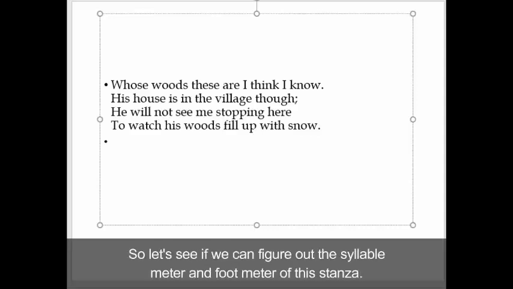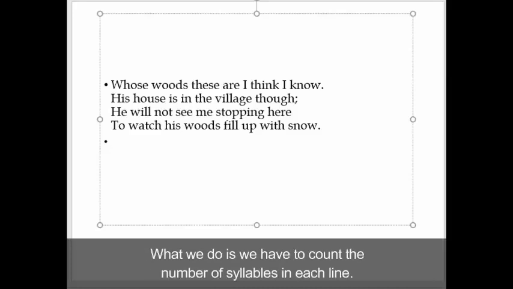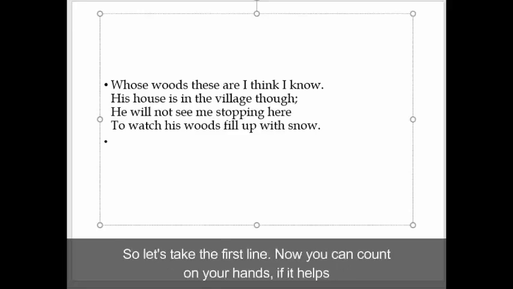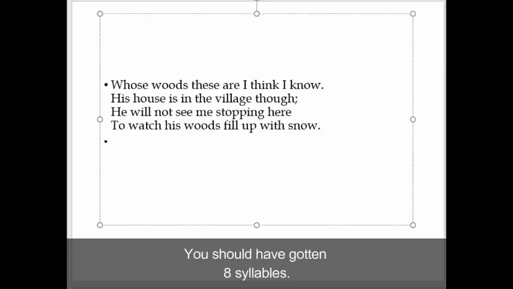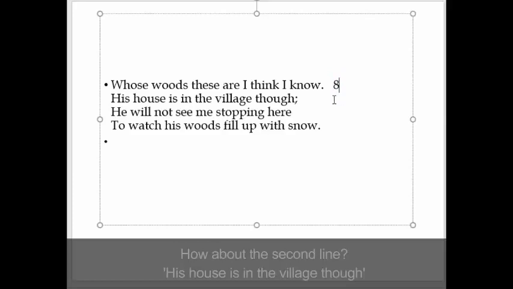So let's see if we can figure out the syllable meter and foot meter of this stanza. What we do is count the number of syllables in each line. So let's take the first line. Now you can count on your hands if it helps, but you have to count the syllables. "Whose woods these are, I think I know." You should have gotten 8 syllables.